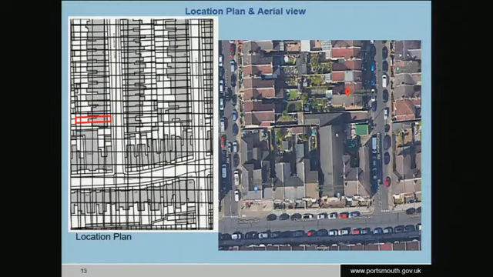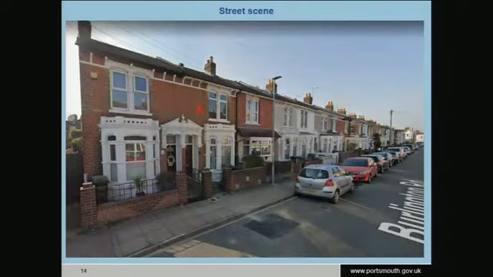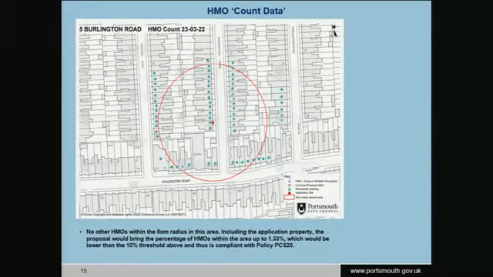Sorry about the quality of the plan on the left-hand side, but that identifies the premises there in the middle of Portsea Island, and on the right-hand side a photograph, so you can get a feel of the back garden and the street and the surroundings. Here is the property. Number 5 is the second one from the left, marked there in red. Here is the HMO data count. No HMOs were identified in the 50-metre radius.